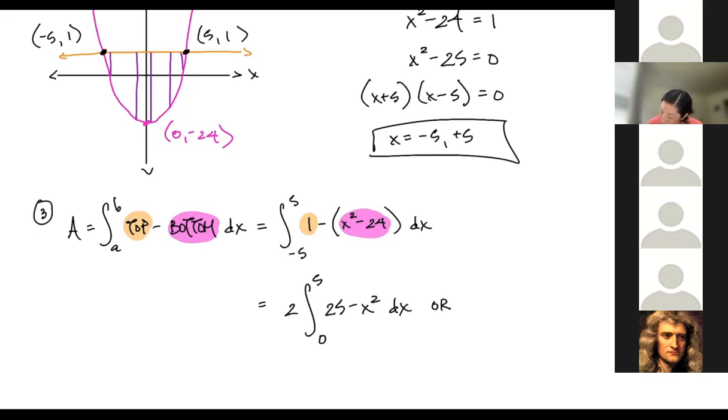What would be a different way that I could set up an integral so that I use symmetry? Like, how else would I set this up so that I'm going to use symmetry?